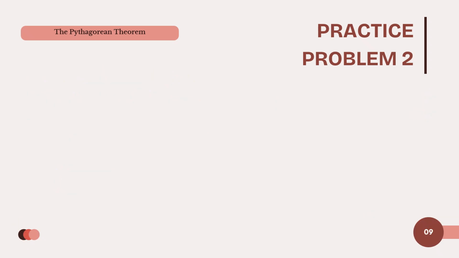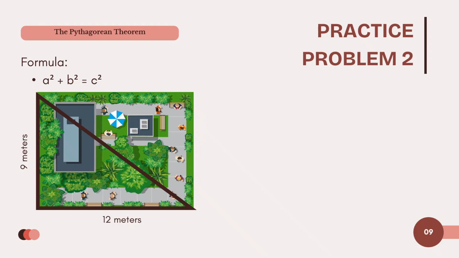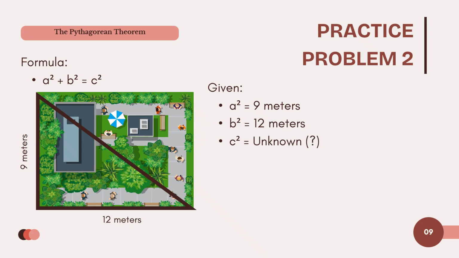Alright, let's solve this problem step by step using the Pythagorean formula. A squared plus B squared is equal to C squared. We are given here a right triangle with legs A is equal to 9 meters, B is equal to 12 meters, and we need to find the hypotenuse C using the Pythagorean formula.